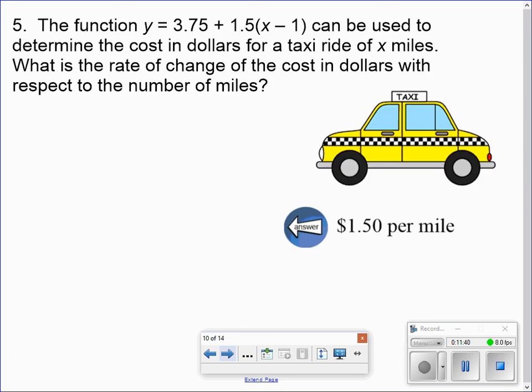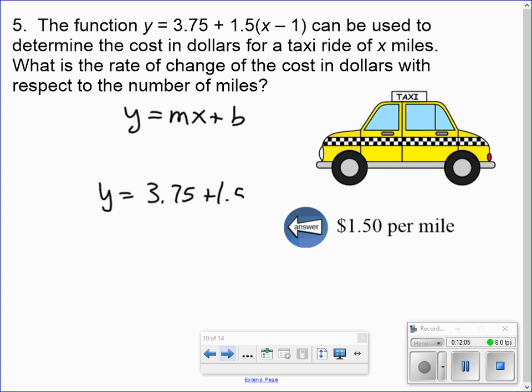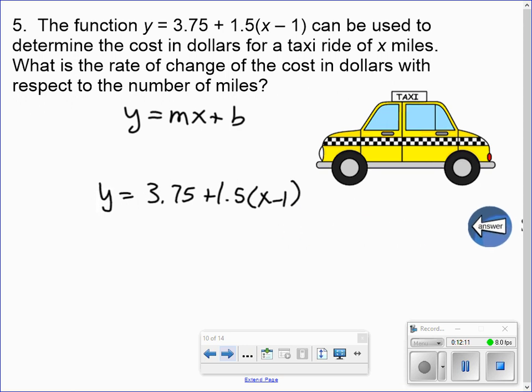If we're looking at number 5, we're given an equation. We have 3.75 plus 1.5(x minus 1) can be used to determine the cost of a taxi in dollars. What is the rate of change? So here we have an equation. Remember, our equation is y equals mx plus b. So I'm going to have to simplify this 3.75 plus 1.5(x minus 1) so that we can find that slope.